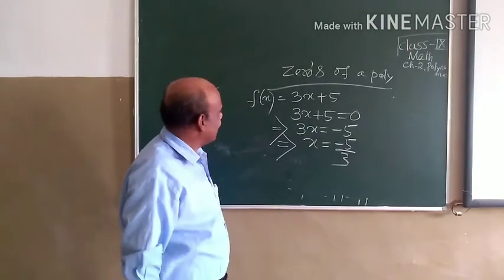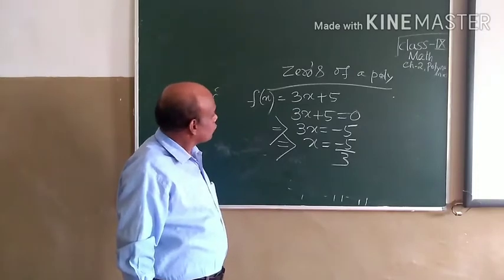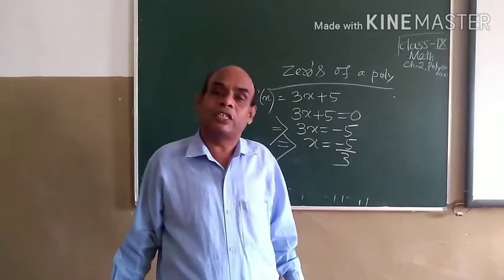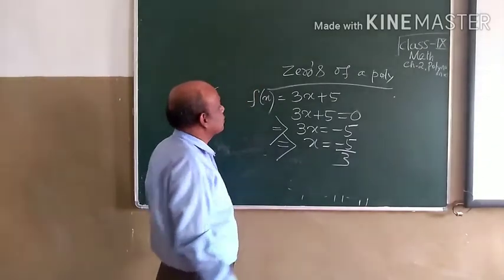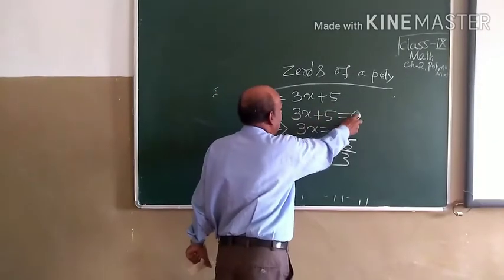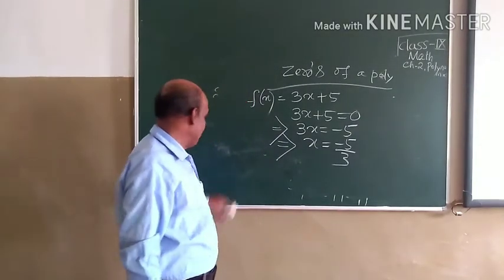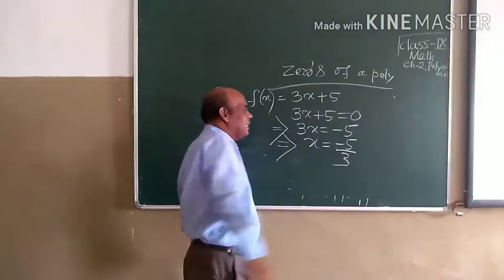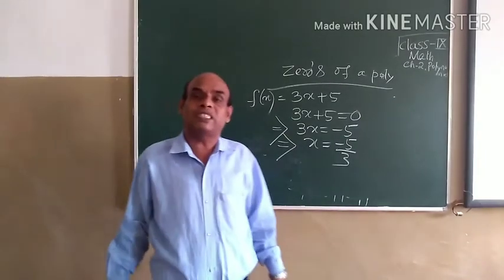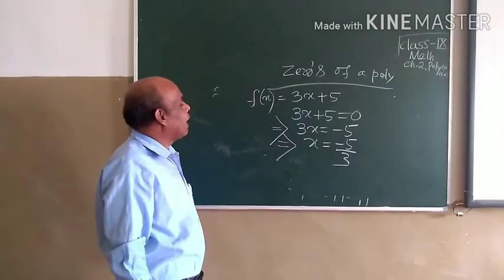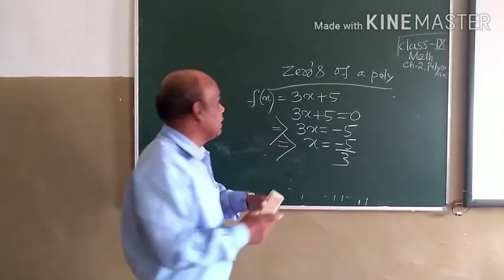So you have to write f(x), it means 3x plus 5 is equal to 0. So 3x plus 5 is equal to 0, it means 3x is equal to minus 5. When plus 5 goes to that side, it becomes minus 5. So the x value is minus 5 by 3.